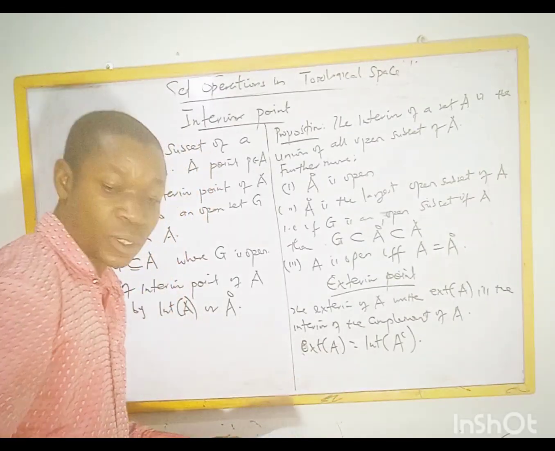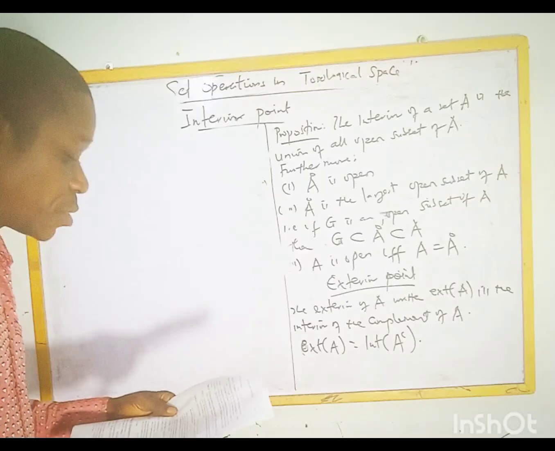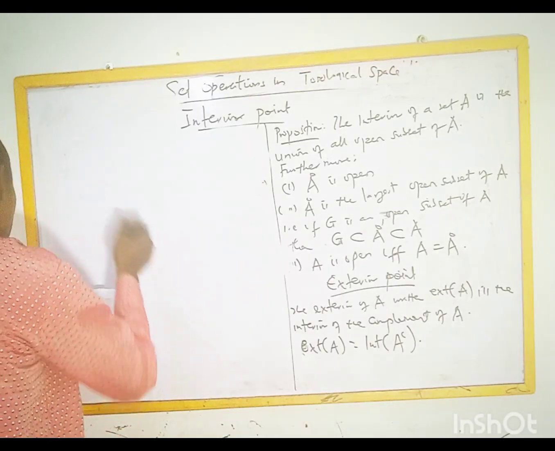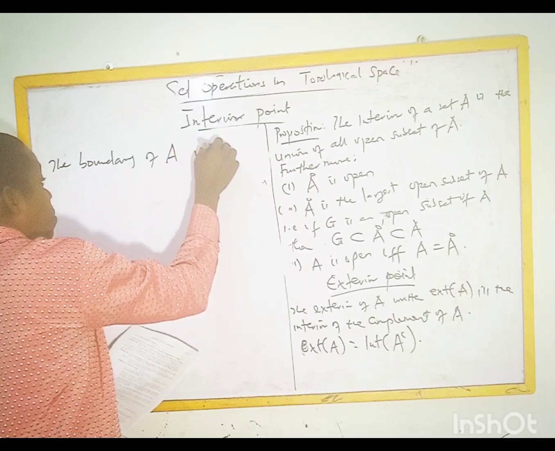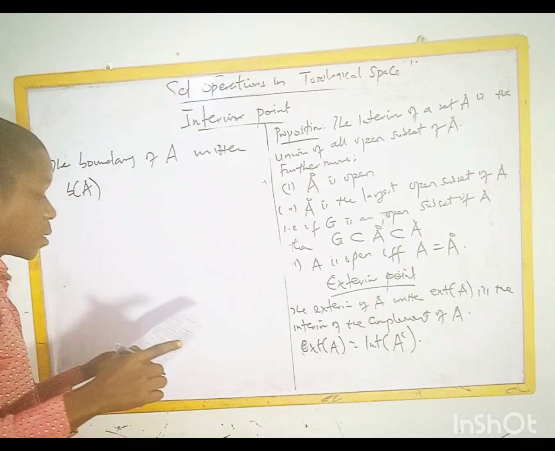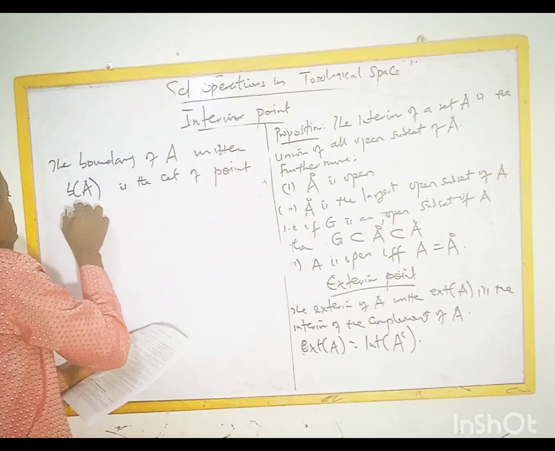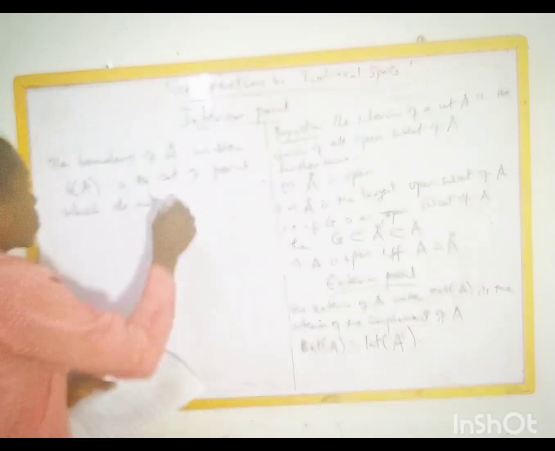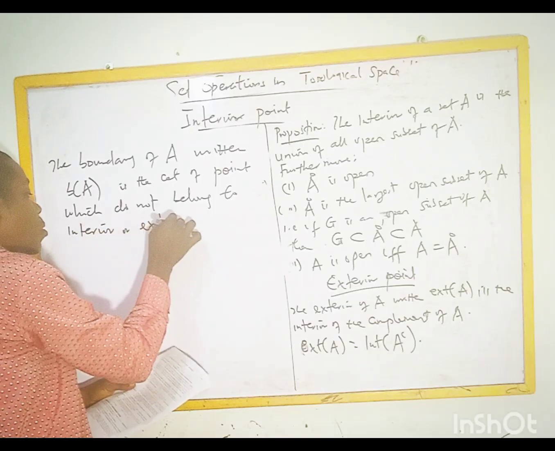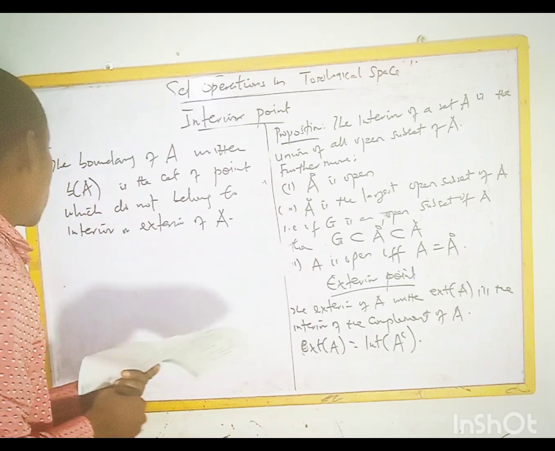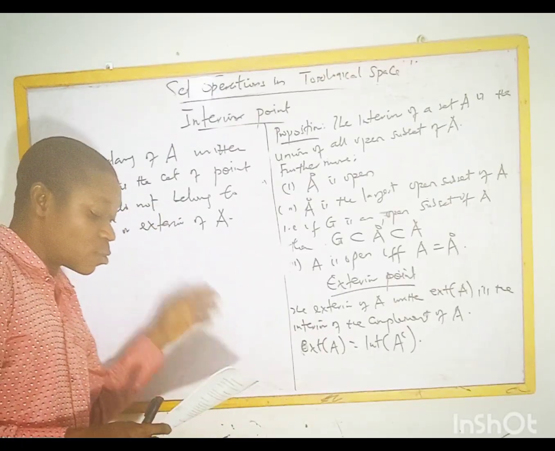So the boundary point. Having explained the interior point, now the boundary of A, which is denoted by B of A. The boundary of A is the set of points which do not belong to the interior or exterior of A. That is the set that does not belong to the interior or exterior of A: the boundary set of A.